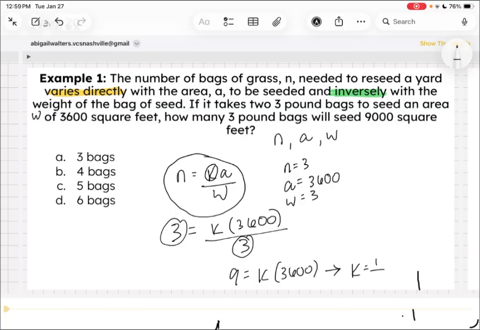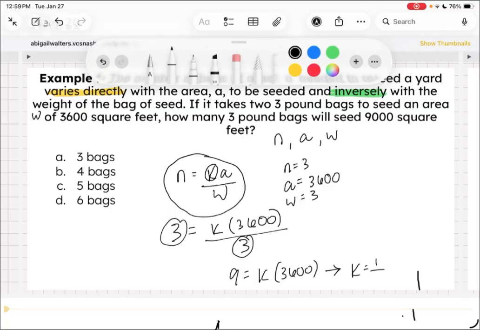Oh, you know what, guys? Hold on. Let me back up here. I wrote down the wrong number for N. This should have been 2. I'm looking at my notes and wondering, how'd I get 9? So this should be 2 right here. I wrote down the weight, not the number of bags. It gets confusing. So this should have been 6 right here. So if we divide 6 by 3,600, we get 1 over 600.